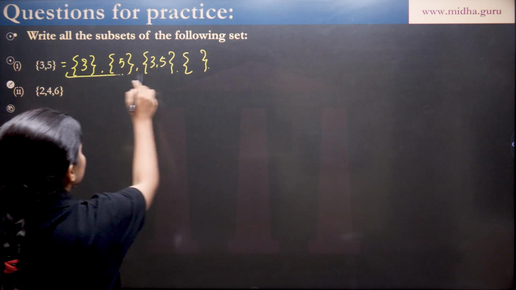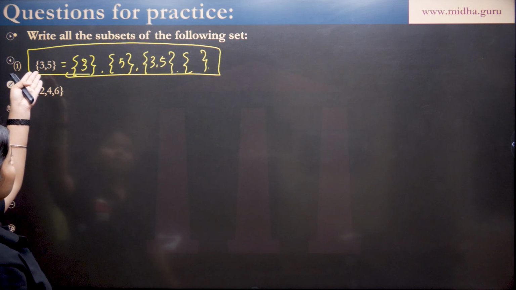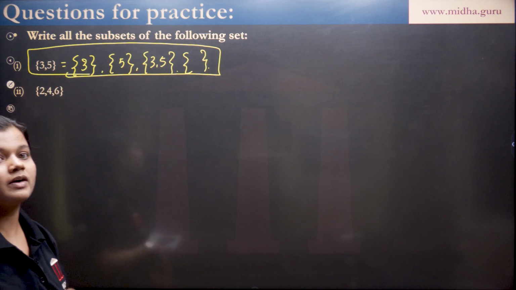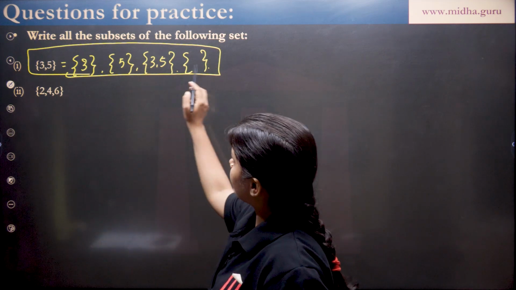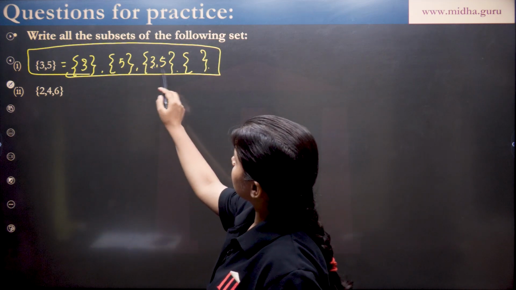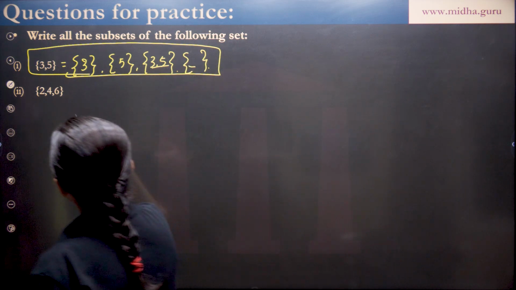So these are the subsets of the set {3, 5}. The set {3, 5} has how many subsets? 4: 1, 2, 3 and 4. They are {3}, {5}, the set itself, and the empty set.